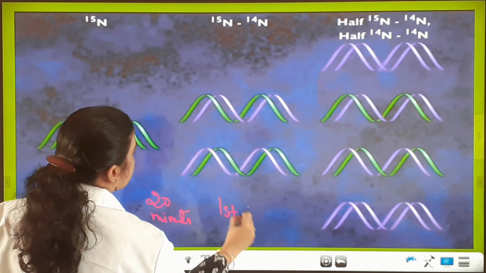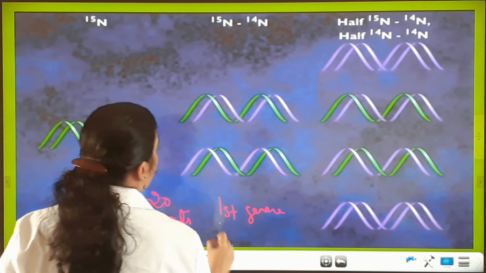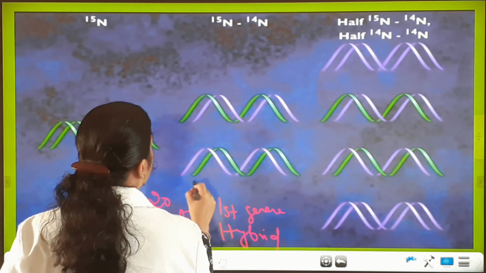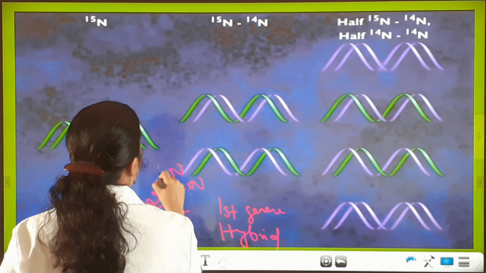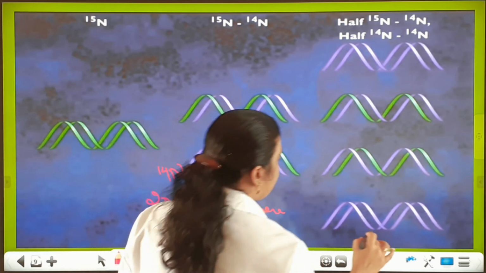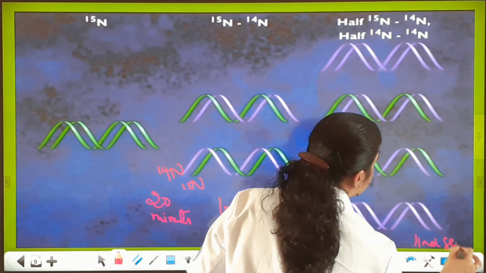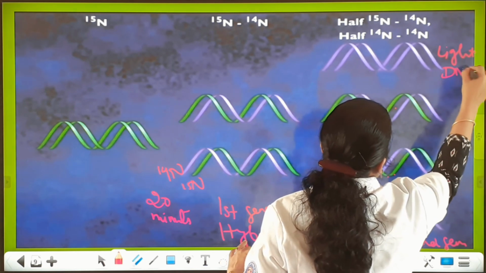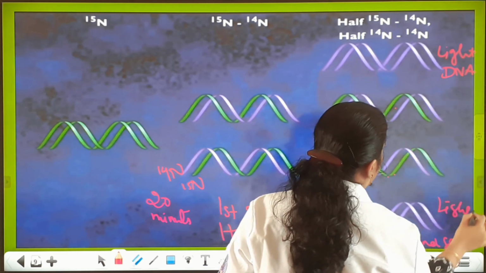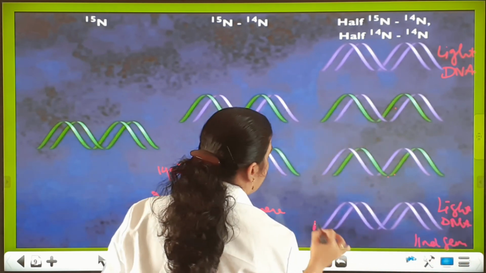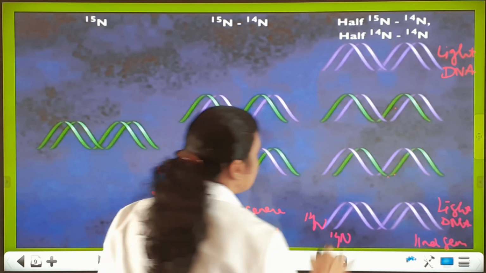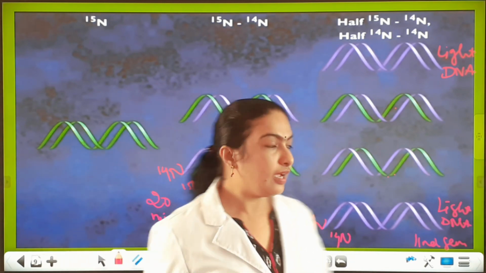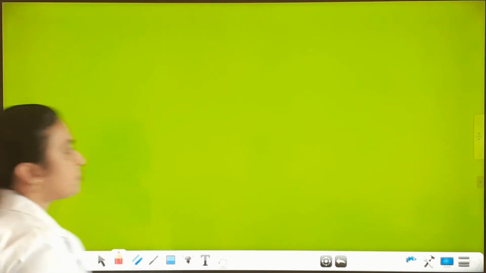This is the first generation. In the first generation all are hybrid. Hybrid means here this is N15 and this is N14. Here also like this. But after 40 minutes in the second generation, along with the hybrid variety, they also got light DNA. This is also light DNA. Light DNA means the DNA strand incorporated with the N14. Is it clear? And this provides an experimental proof for the semi-conservative manner of DNA replication.